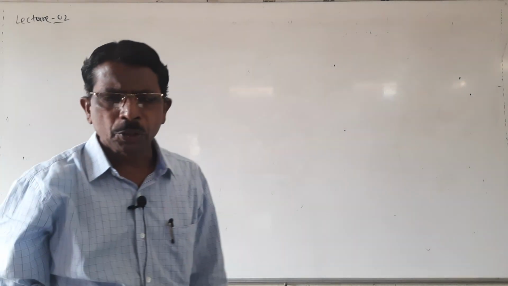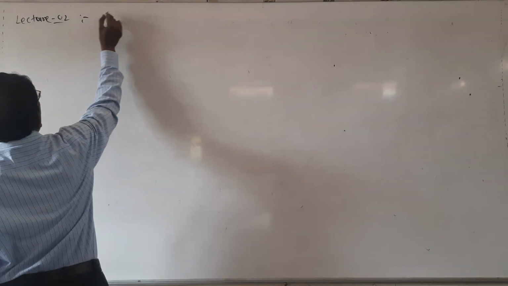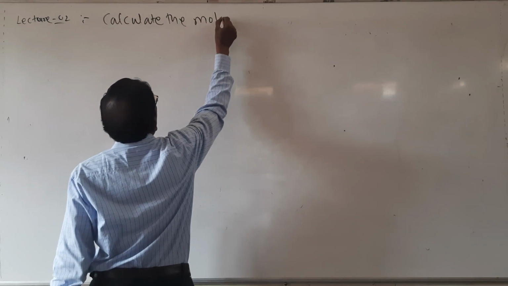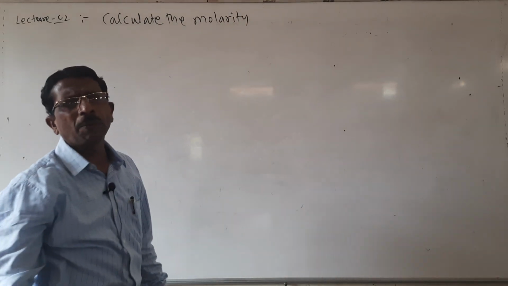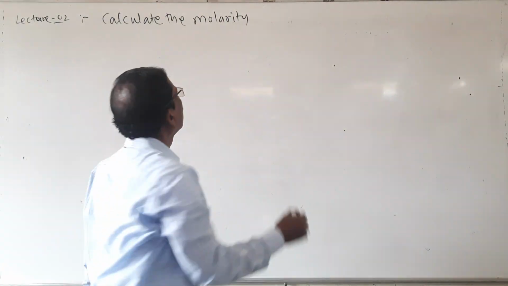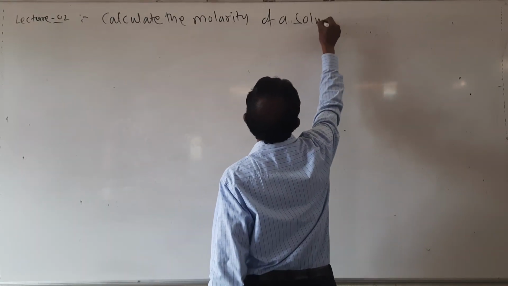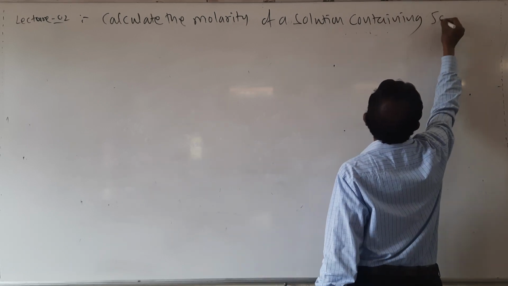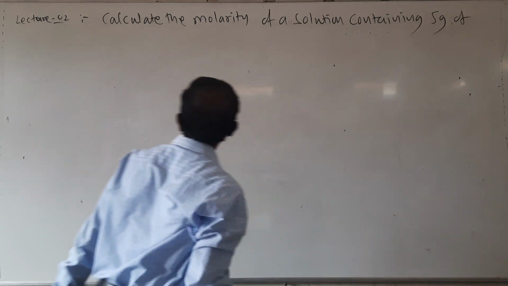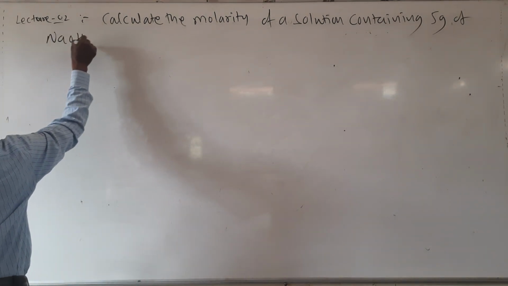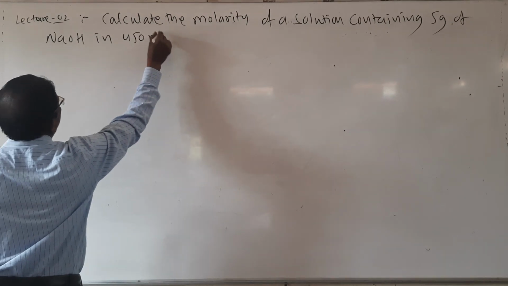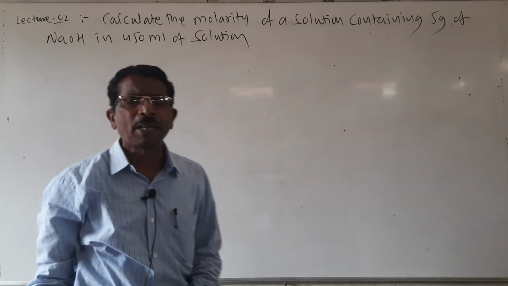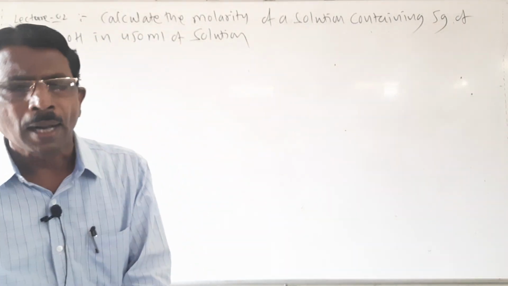Look here. Let us see, calculate the molarity. You may solve any type of example. Calculate the molarity of a solution containing 5 gram of NaOH in 450 ml of solution. You may write 450 ml, or you may write 500 ml, or you may write 700 ml.